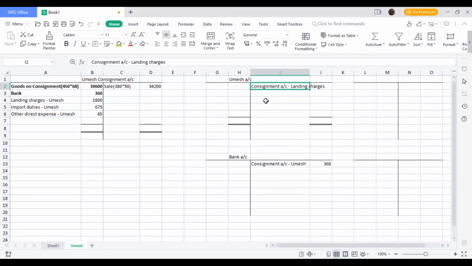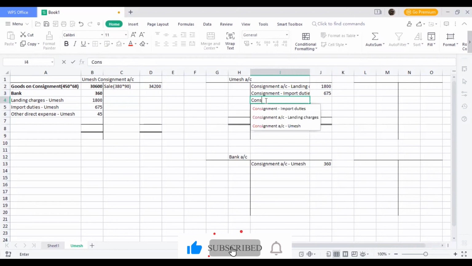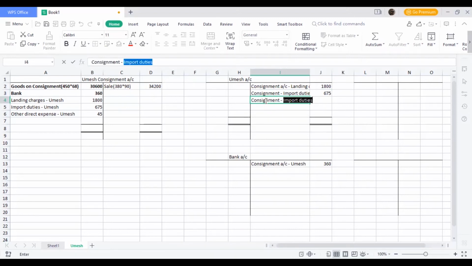How much is the landing charge he has incurred? 1800. So consignment account, import duties. Okay, easy as that. So how much is that? 1675. And then consignment account, what do we have? Other direct expense.